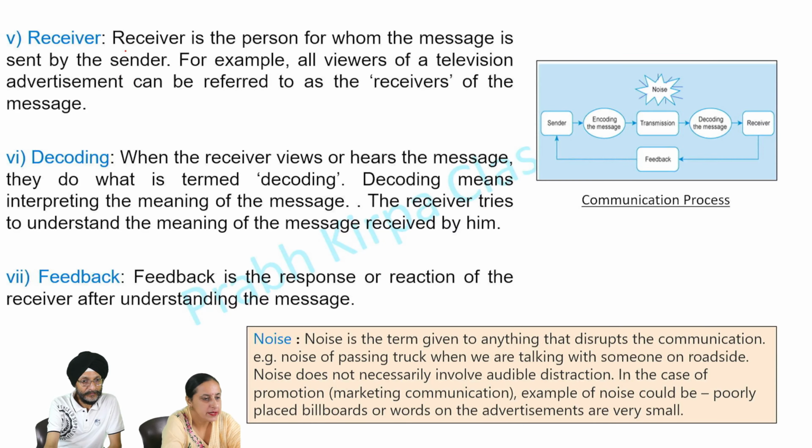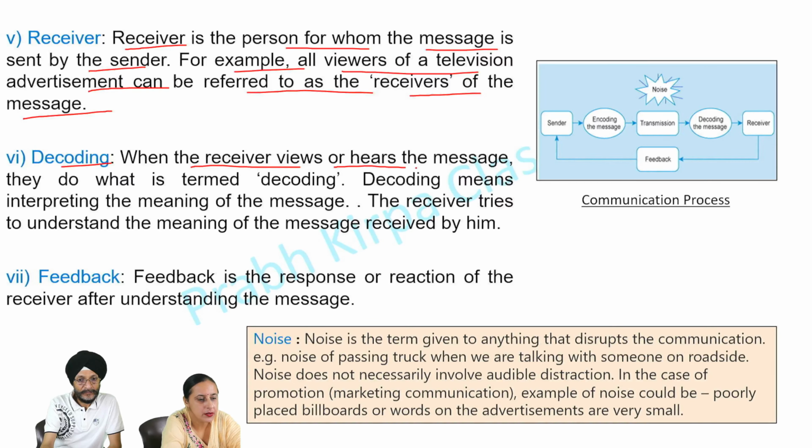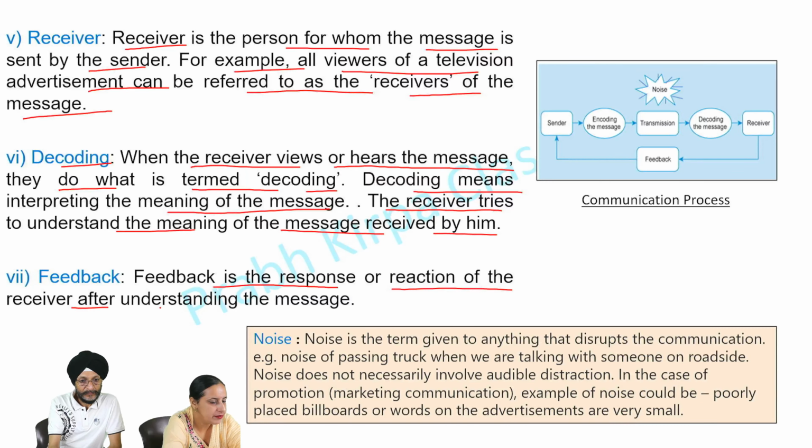Fifth, receiver. Receiver is the person for whom the message is sent by the sender. For example, all viewers of a television advertisement can be referred to as the receivers of the message. Sixth, decoding. When the receiver views or hears the message, they do what is termed decoding. Decoding means interpreting the meaning of the message. The receiver tries to understand the meaning of the message received by him. Seventh, feedback. Feedback is the response or reaction of the receiver after understanding the message.